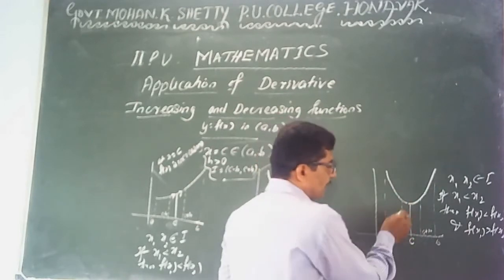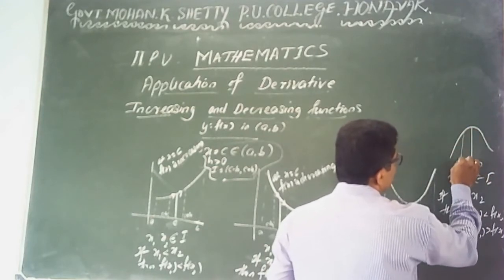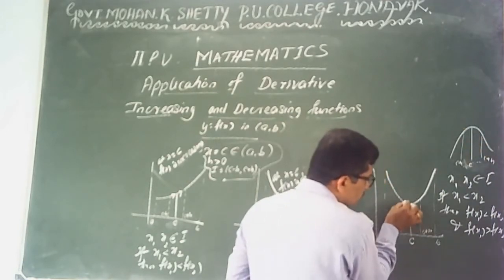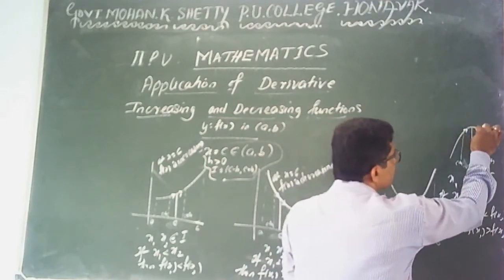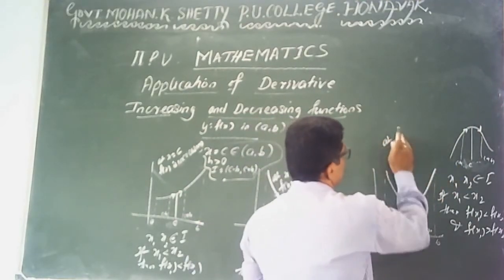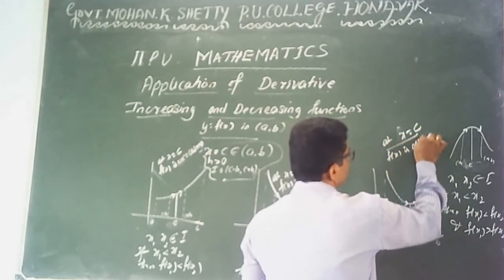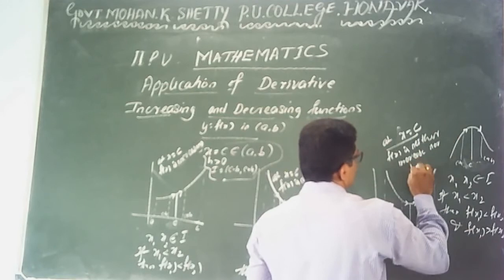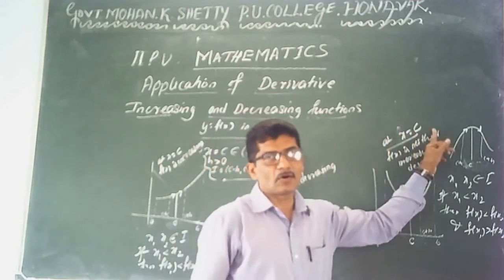It means on either side the curve is like this. At the point x is equal to c, here c minus h, this value is equal to c plus h. On the left hand side the function decreases, on the right hand side it increases. Here the left hand side increases, the right hand side decreases. Therefore at the point x is equal to c, f of x is neither increasing nor decreasing. This point is called the neither increasing nor decreasing point.